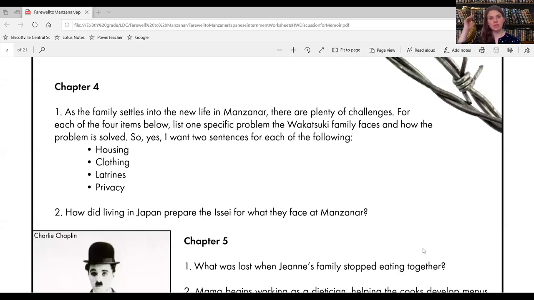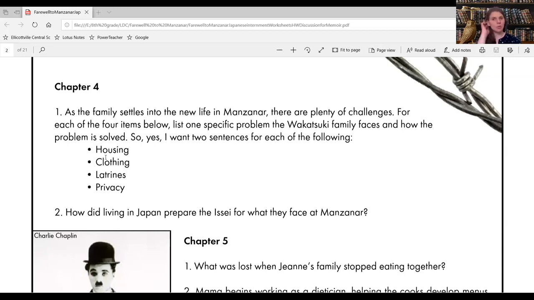So we see chapter 4, question 1: as the family settles into the new life in Manzanar, there are plenty of challenges. For each of the 4 items below, list one specific problem the Wakatsuki family faces and how the problem is solved. So yes, I want 2 sentences for each of the following. You need to identify what the problem is and how it's a challenge and how it's solved.